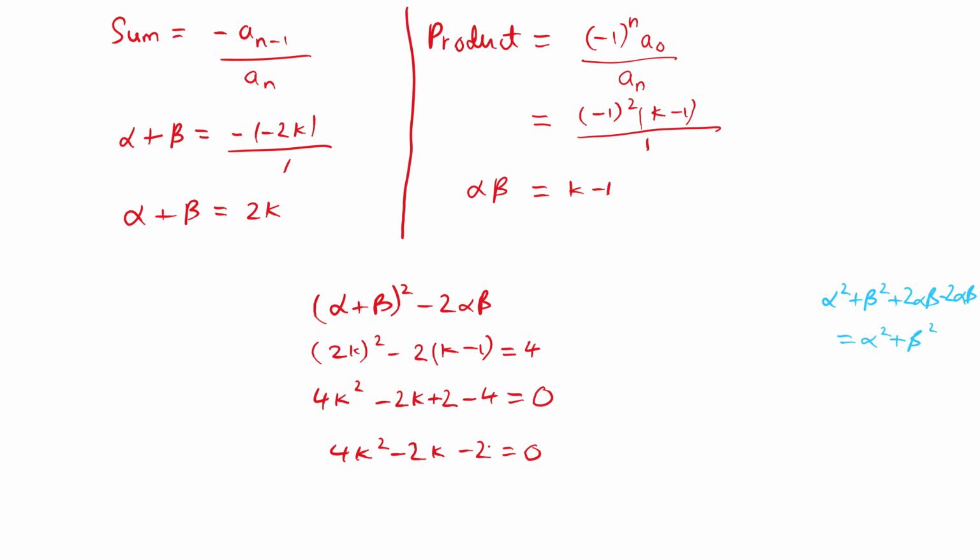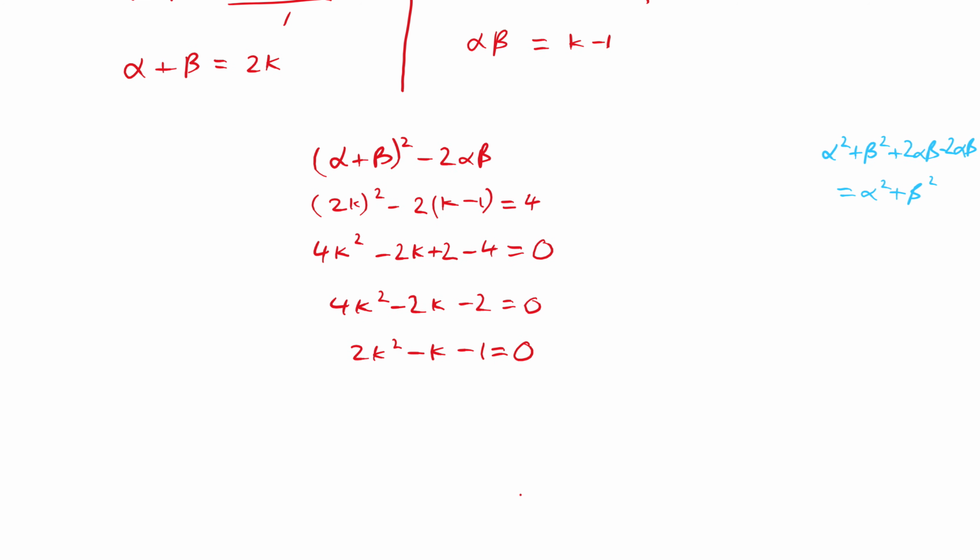Since 2 is a common factor, I can factor out 2. So we have 2k squared minus k minus 1 is equal to 0. Now to solve this quadratic equation, we can use middle term splitting. So I can write this as 2k squared minus 2k plus k minus 1, and this is equal to 0. Now I can factor out 2k from the first two terms. So inside the bracket we'll be left with k minus 1 plus, and from the last two terms I can factor out 1. So this is k minus 1 inside the bracket, and this is equal to 0.